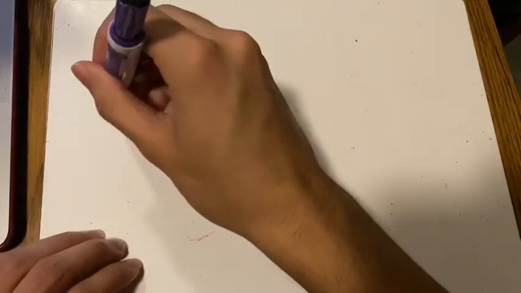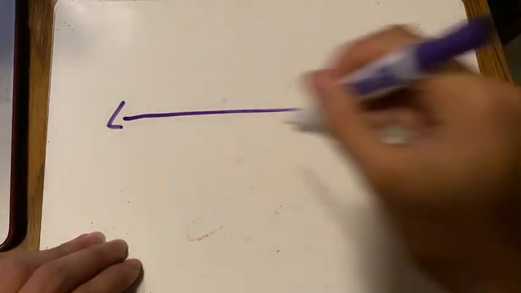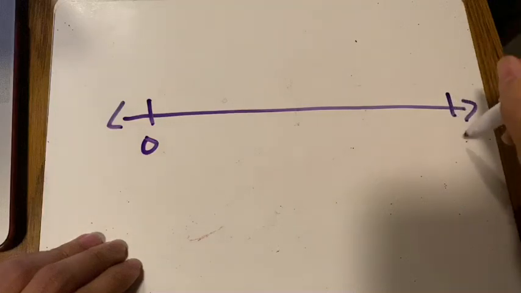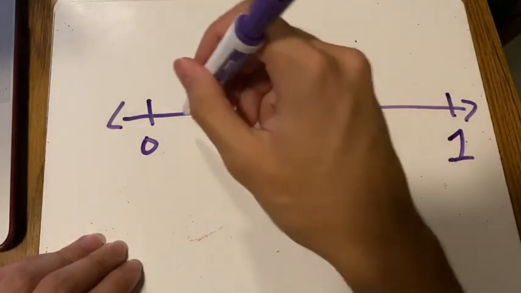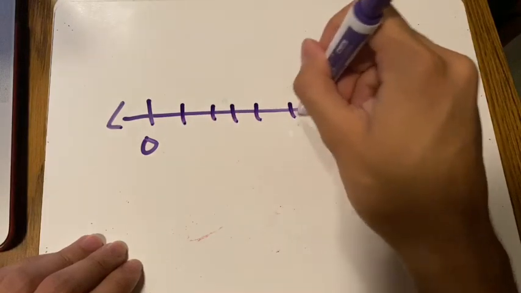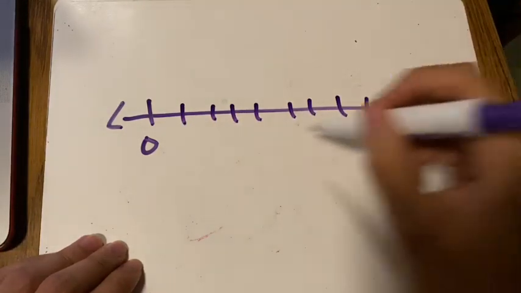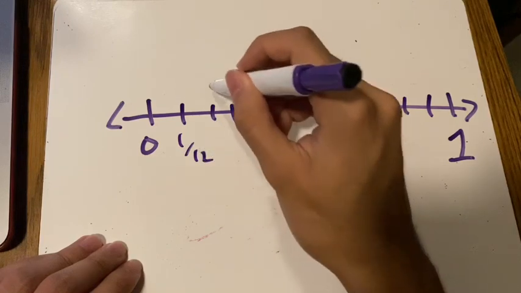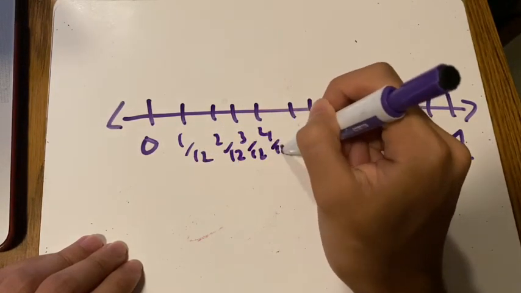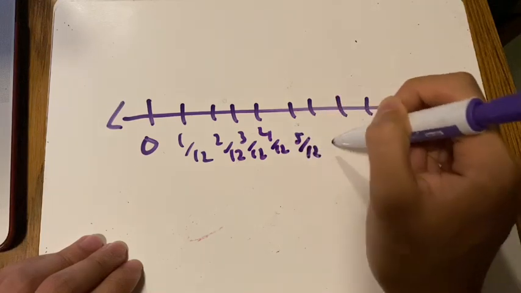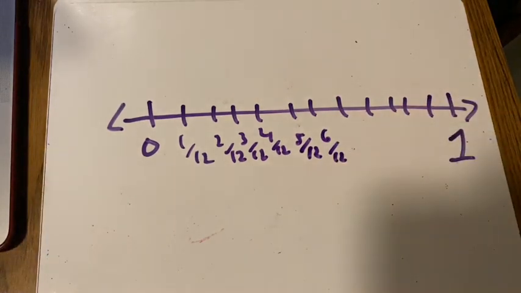I have 0, I have 1 whole. I have 1, 2, 3, 4, 5, 6, 7, 8, 9, 10, 11, 12. Here I have 1 twelfth, 2 twelfths, 3 twelfths, 4 twelfths, 5 twelfths, 6 twelfths, and then so on, okay?